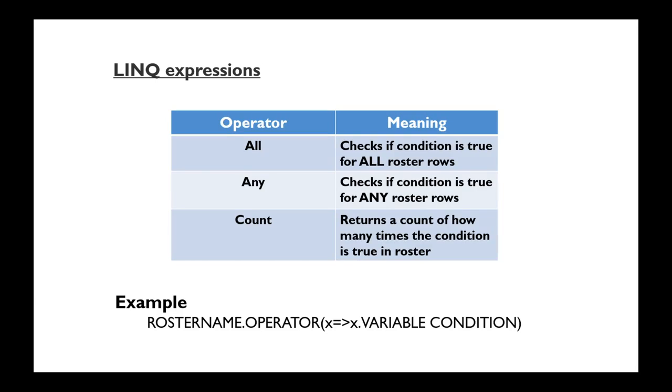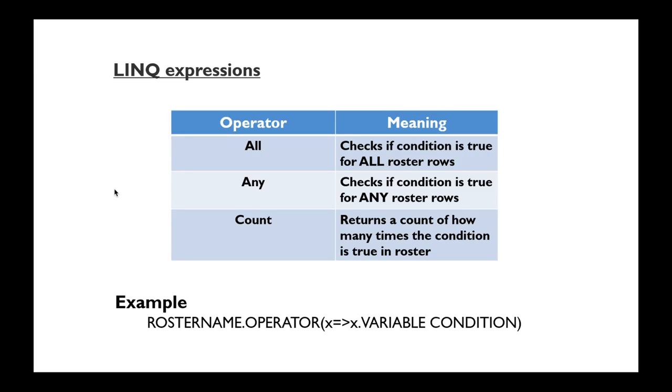Okay, so now that we understand the type of problem we want to solve, let's have a look at how LINQ expressions can work. For LINQ expressions, we have 3 different types of operators we can use. First of all, the operator all will return a true if the condition is true for all roster rows. The operator any will check if the condition is true for any of our roster rows. And finally, we can return a count, which will return an integer of how many rows the condition is true for.